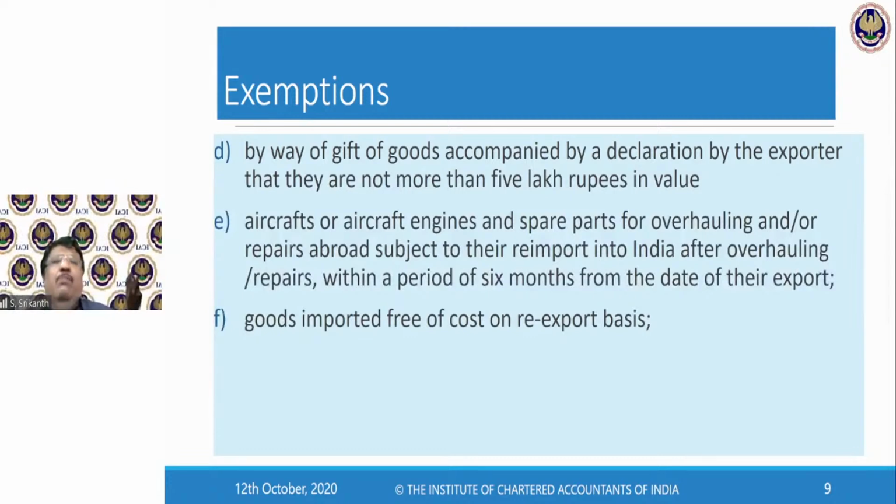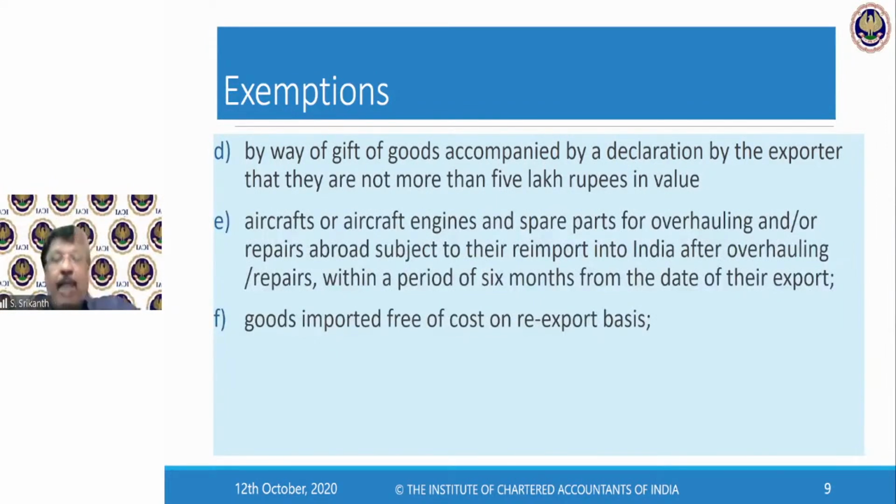For example, you have a friend in Vienna, Austria. I used to have a pen friend in Vienna, Austria, where you want to gift her a silk saree. No problem. So you want to give her a costly silk saree, 65,000 rupees. No problem. You buy it, pack it up, put a clear declaration, and export it. No need to repatriate. It's a gift. Similarly, aircraft, aircraft engines, and goods imported free of cost on a re-export basis.